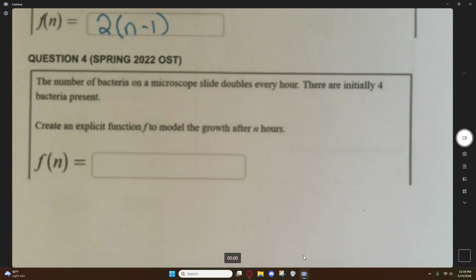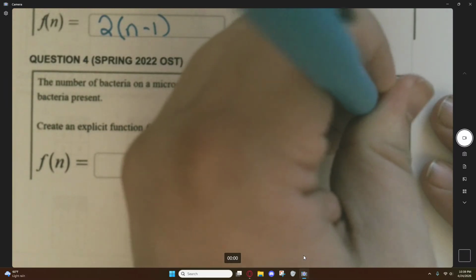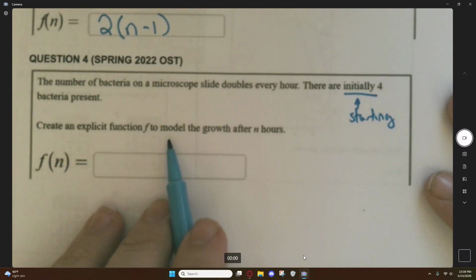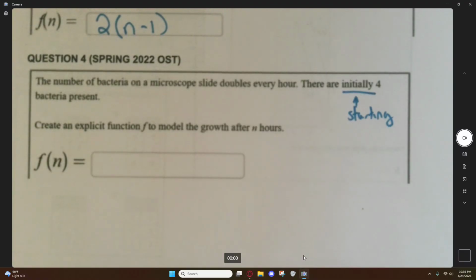Let's go to question 4. The number of bacteria on a microscope slide doubles every hour. There are initially 4 bacteria present. Initially means starting. Create an explicit function to model the growth. So this is again a sequence. When you talk about modeling growth, you're thinking about sequences.